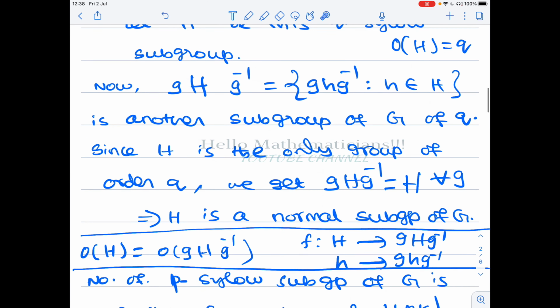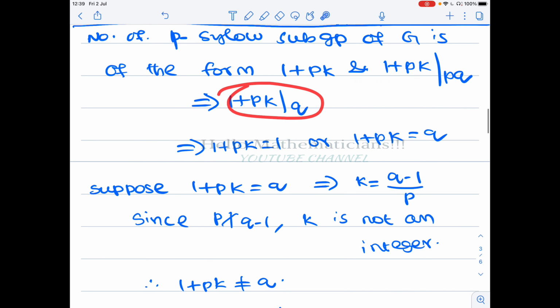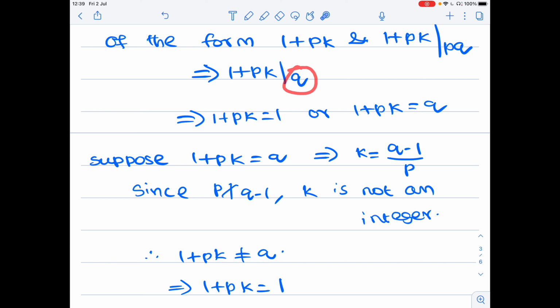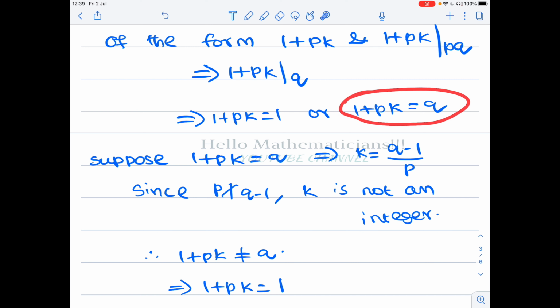Okay, so let's look at the smallest prime now. The number of p Sylow subgroups is of the form 1 plus pk, and this 1 plus pk should divide pq. For the same reason, 1 plus pk and p are relatively prime, therefore 1 plus pk should divide q. But q is a prime. What are its possible divisors? This should be either 1 or q.